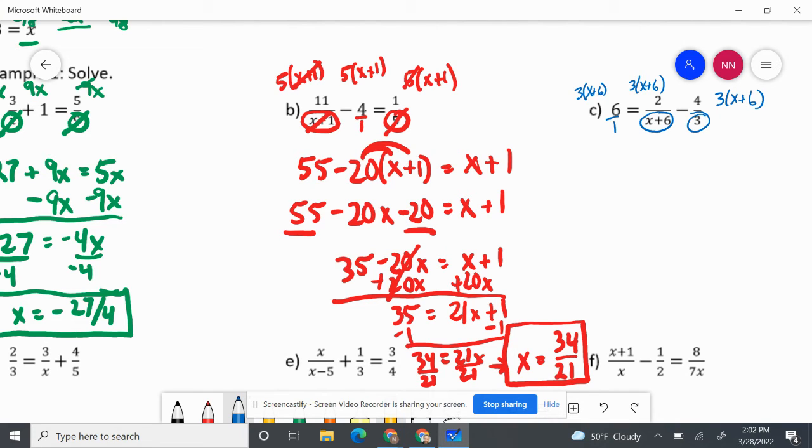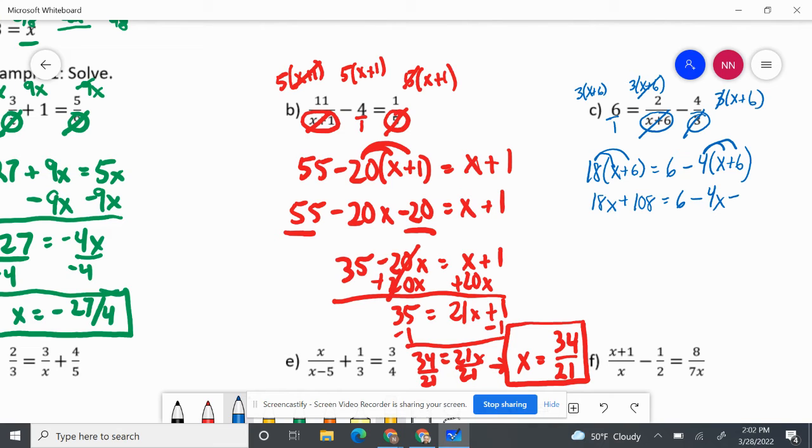Nothing cancels here. So 3 times 6 is 18. Here the x plus 6's cancel, and 3 times 2 is 6. And here the 3's cancel, and then we have minus 4, and then x plus 6. I'm going to distribute the 18 to each of the terms. 18x plus, and then 108 equals 6 minus 4 times x is 4x.